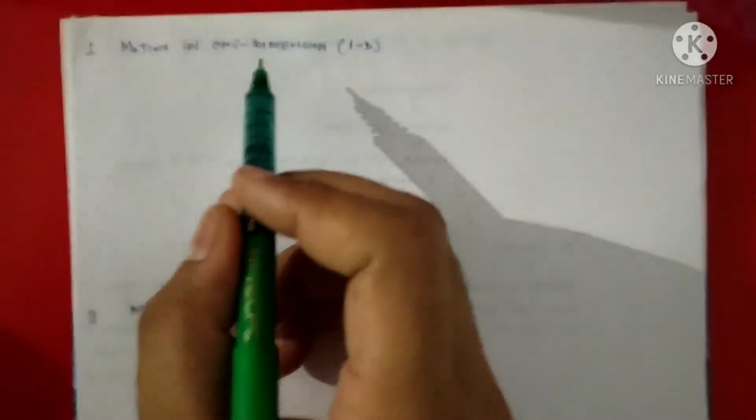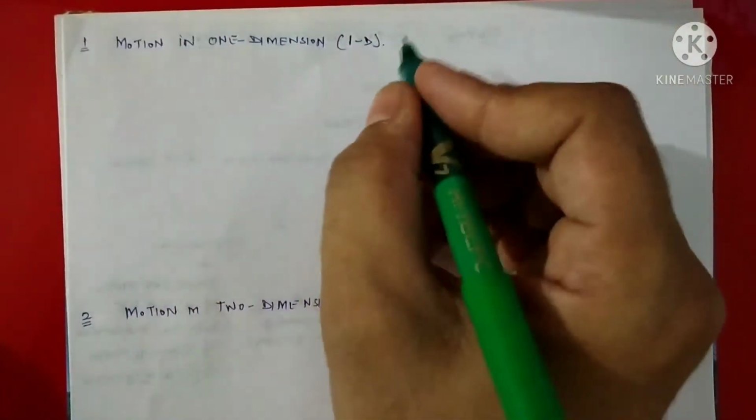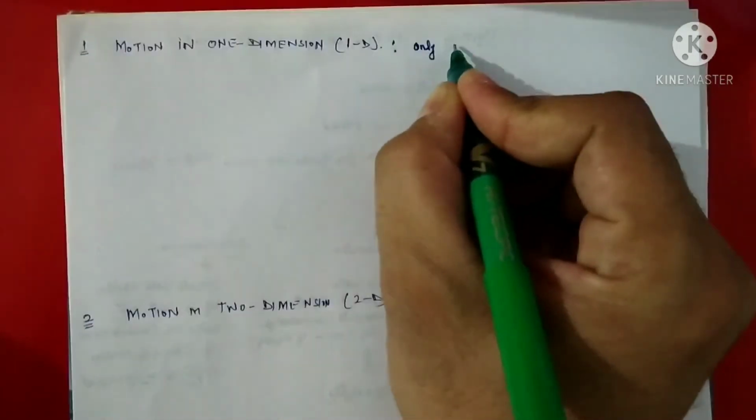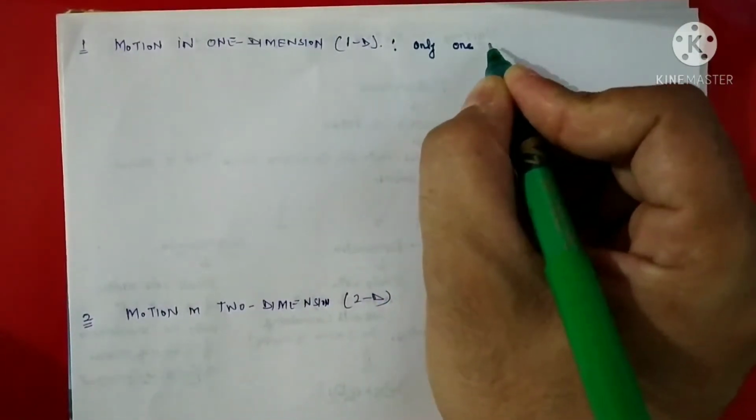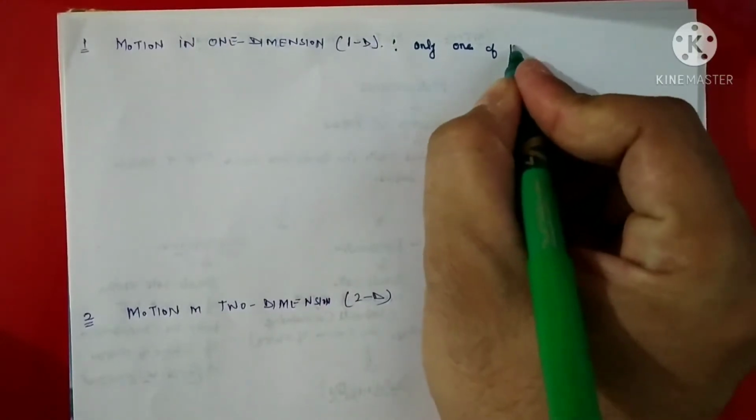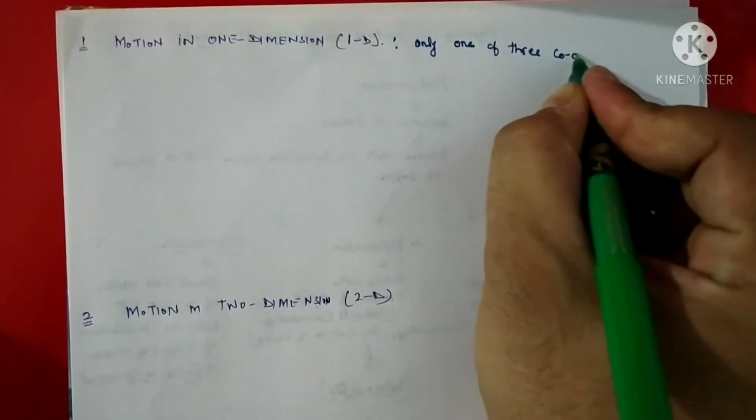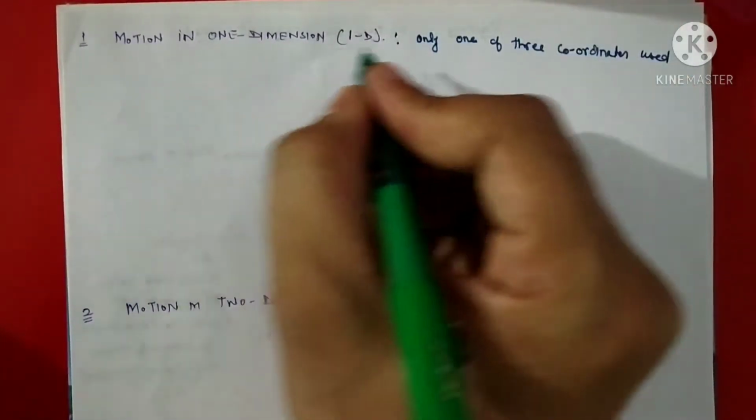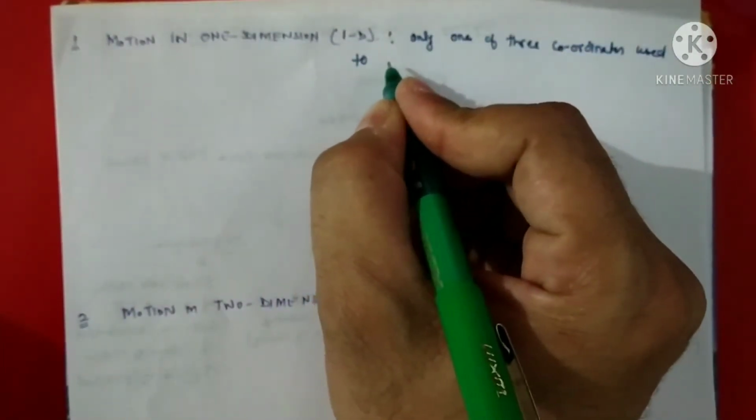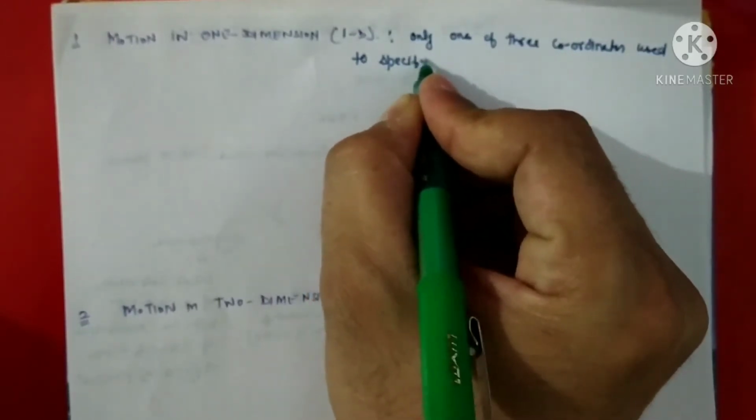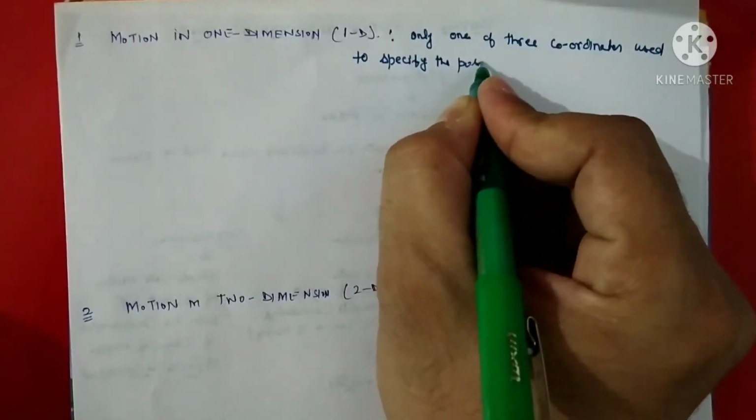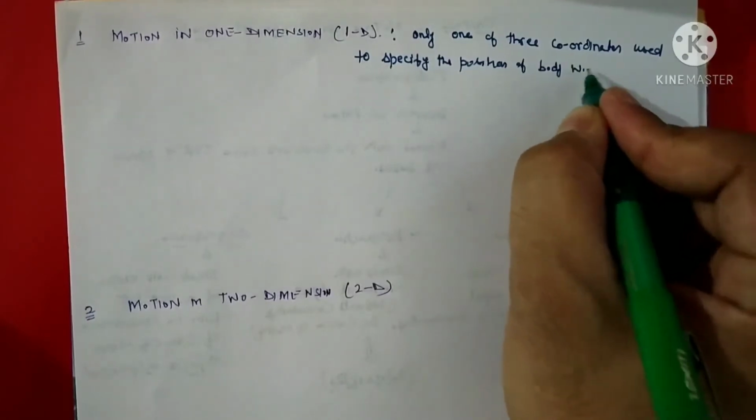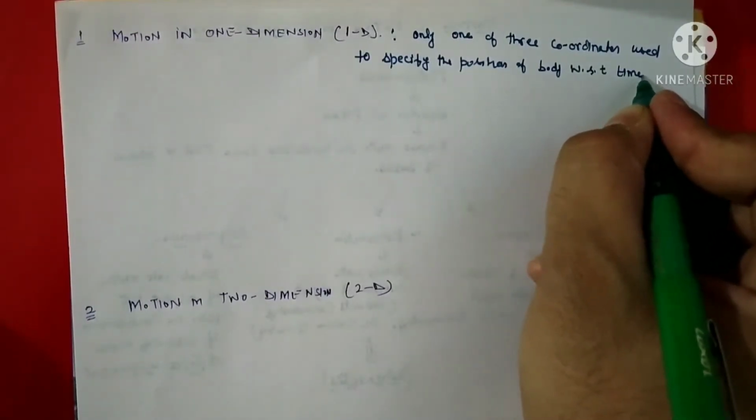Now we will discuss motion in 1 dimension. Motion in 1 dimension means a body is said to be in one dimension when only one of three coordinates is used to specify the position of the body with respect to time.